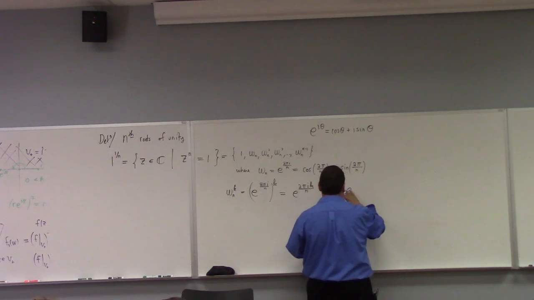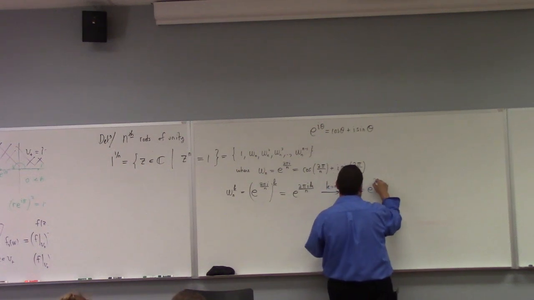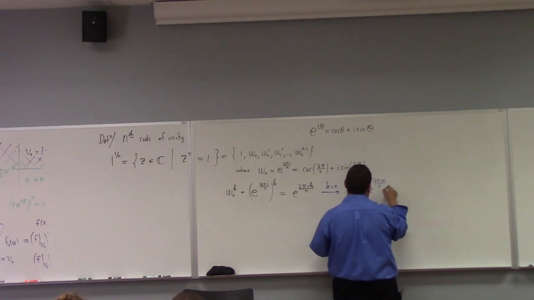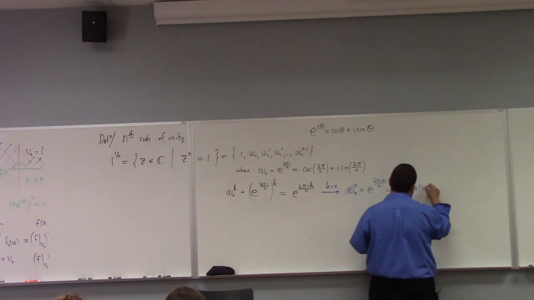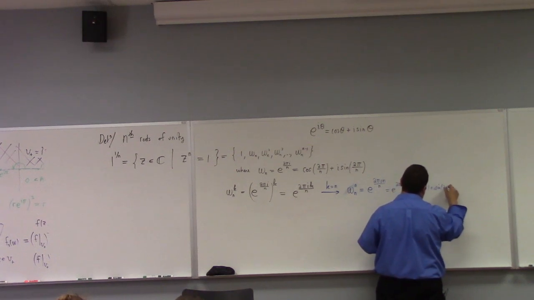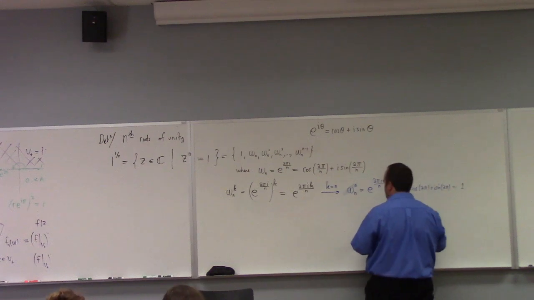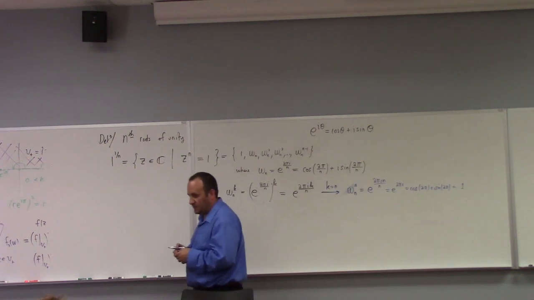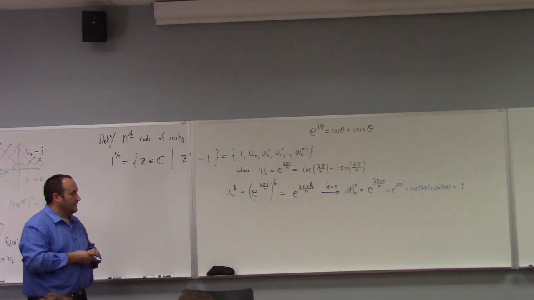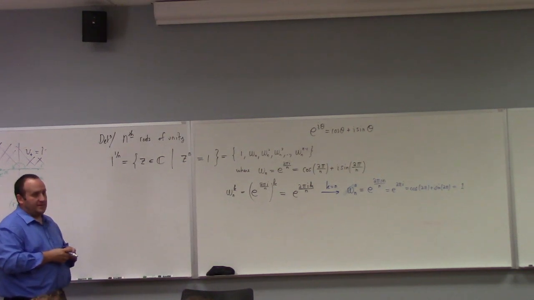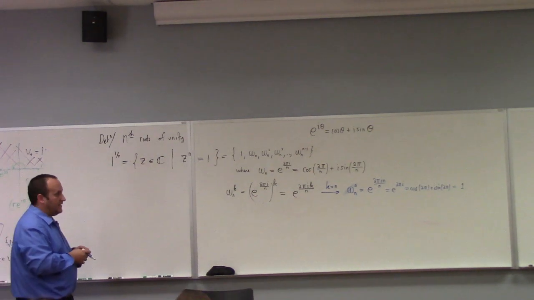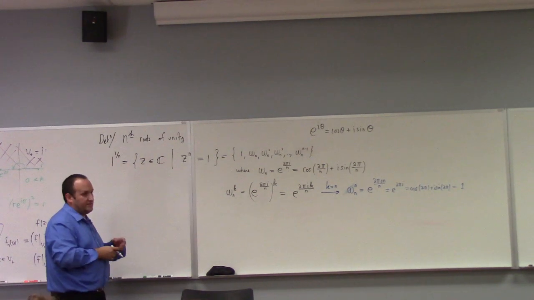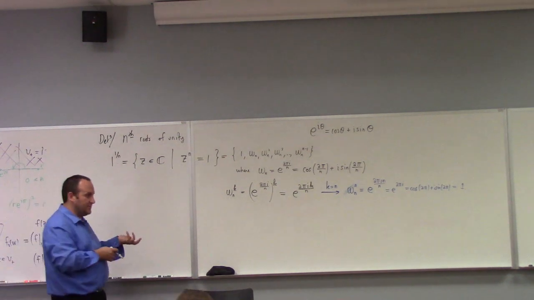We get what? Omega sub n to the n power is what? e to the 2 pi i n over n, which is e to the 2 pi i. What's that? That's cosine of 2 pi plus i sine 2 pi, which is 1, because sine of 2 pi is 0, but cosine of 2 pi is 1. So that means that omega sub n itself is a solution. If we take it to the nth power, we get back 1, right? It's an nth root of unity.